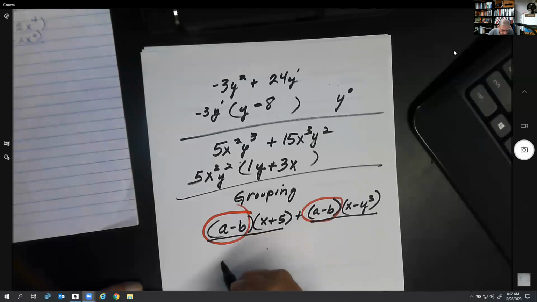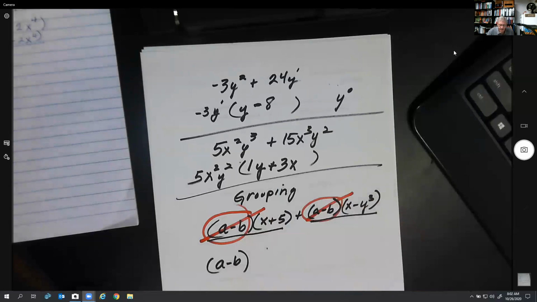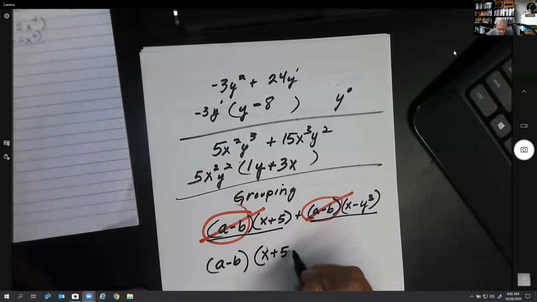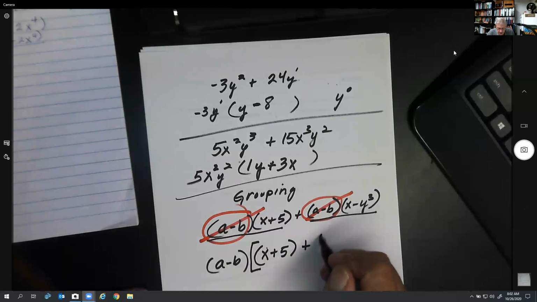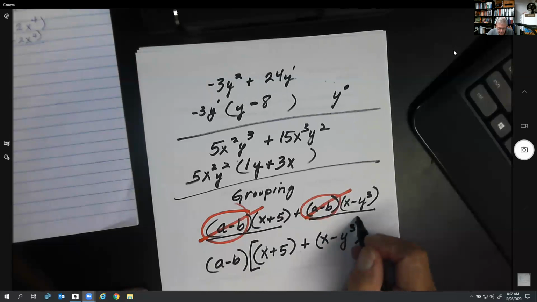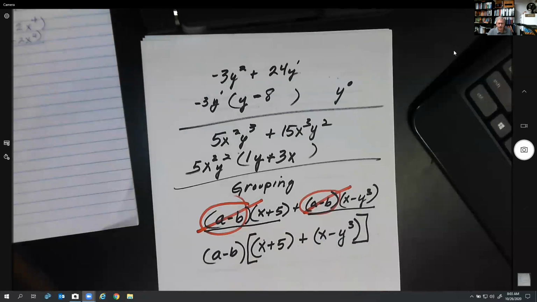I'm going to take out that whole thing, which means it's basically gone. Then I'm going to write down what's left: x plus 5, maybe put a bracket around this, plus x minus 3, y cubed. So it's a minus b times this whole thing.